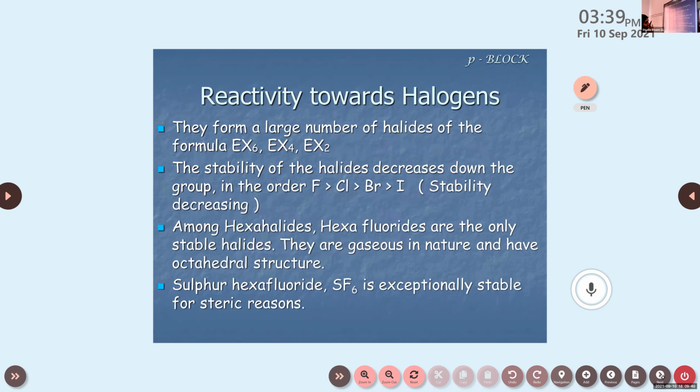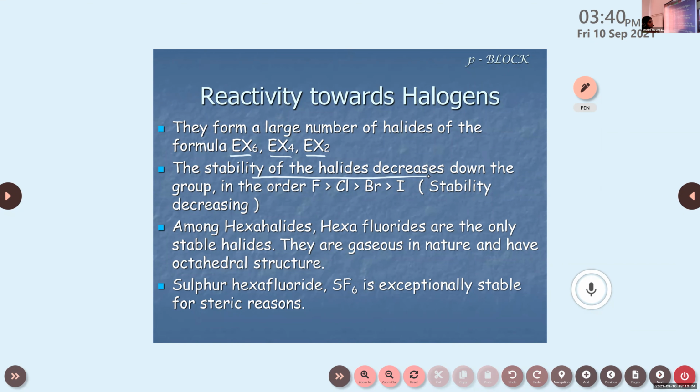The next one, reactivity towards halogens. Here there are three types of general formula: EX6, EX4, EX2. E stands for elements present in group 16, X stands for halogens. There are different halogens: fluorine, chlorine, bromine, iodine. The elements are oxygen, sulfur, selenium, tellurium, like that. The stability of these halides also decreases down the group in the order starting from fluorine: fluorine is greater than chlorine, then bromine, iodine.